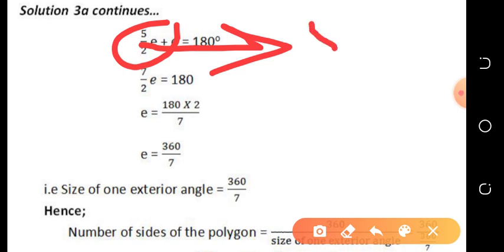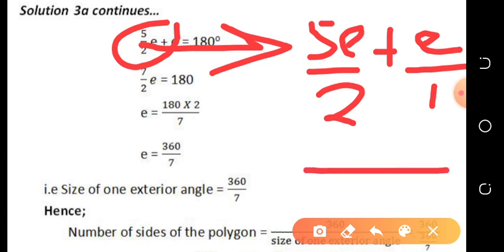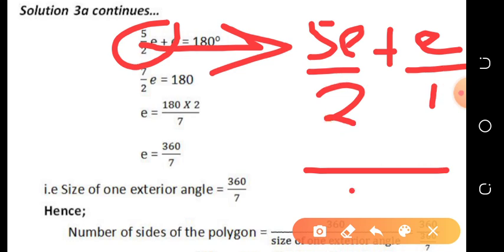We now have 5E all over 2 plus E all over 1. We find the LCM of the denominators. What are the denominators? 2 and 1. So the LCM of 2 and 1 is what? You have 2 there. So this 2 cancels 2.